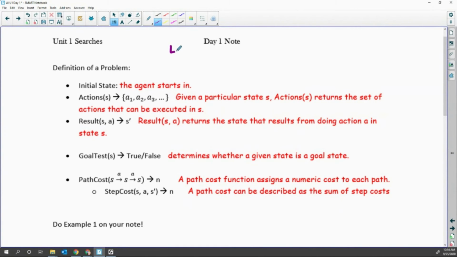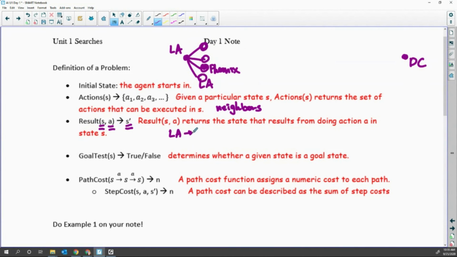If I go back to the railway again, I'm going to start from LA, then go to DC. The initial state will be LA in this case, so the LA station. Then the actions will be the nearest cities that the train can go to from LA to the next one. So the next city will be the action at the current state. I can say neighbors, like we already did in the graph lab. Then the result will be from the current state: when I do one of the actions, what is the next state? So if I visit one of the cities, say Phoenix, LA to Phoenix will be the result. So I got a path.